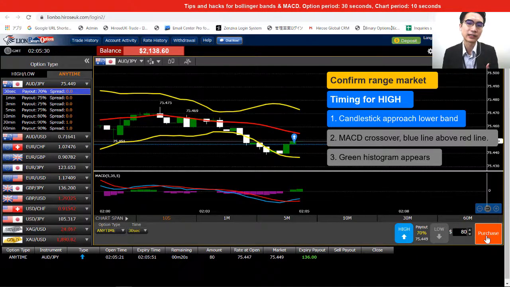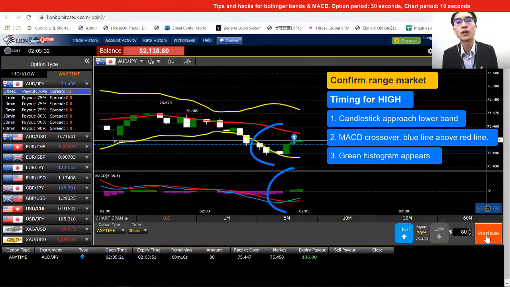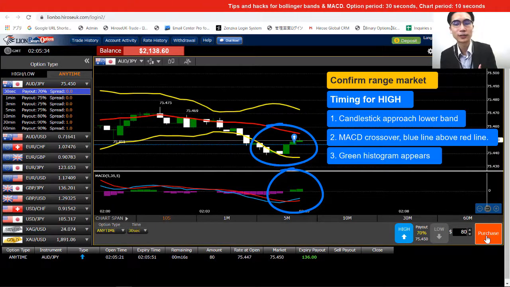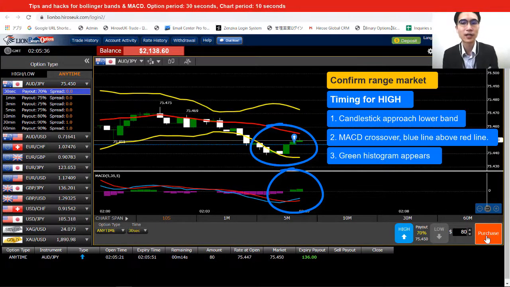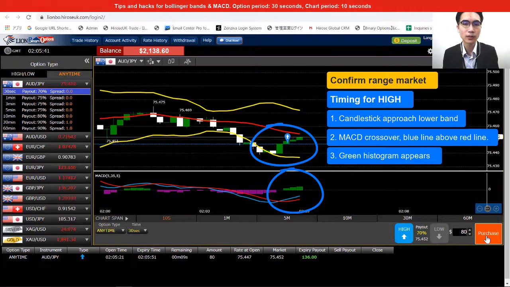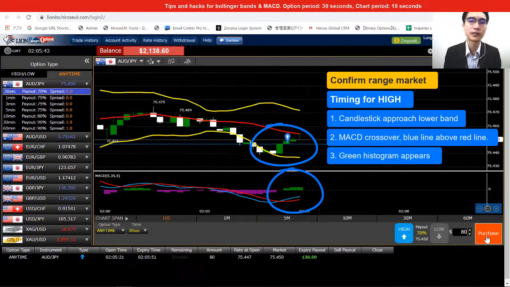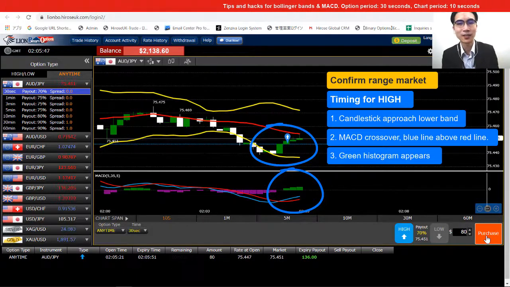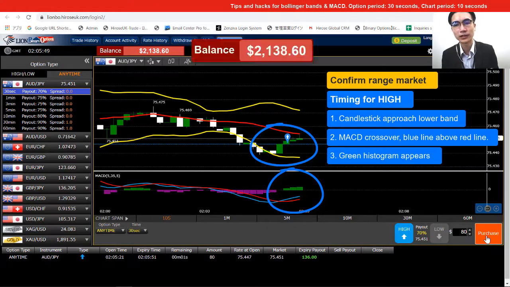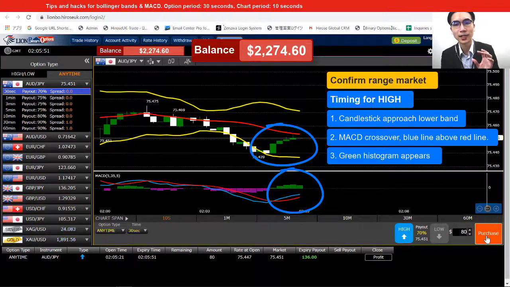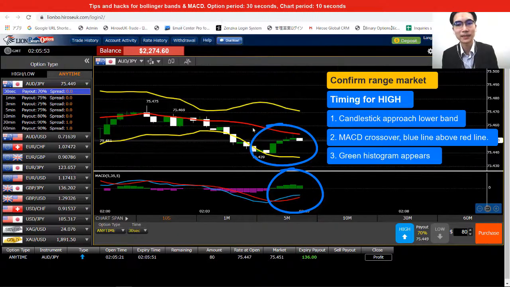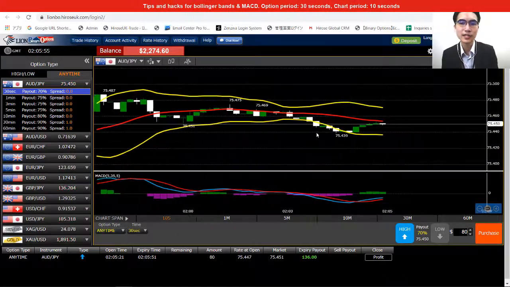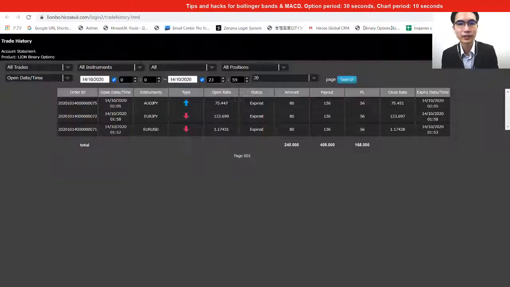After the MACD crossover, I want the blue line to be on top of the red line, and then I should have a green histogram. After I get all these criteria met, I will open a high option. So that's pretty simple, and all you need to look for is just two signals from the Bollinger Bands and the MACD.